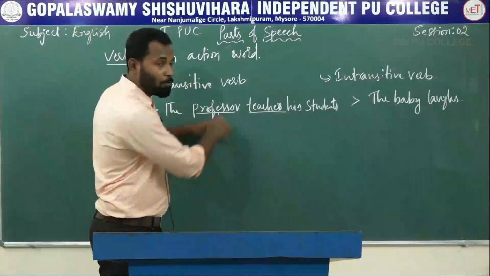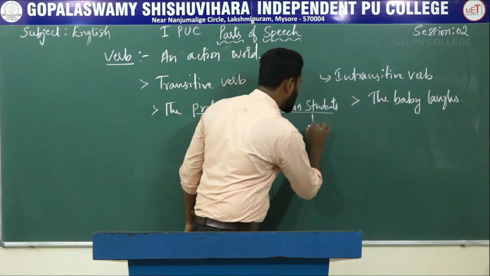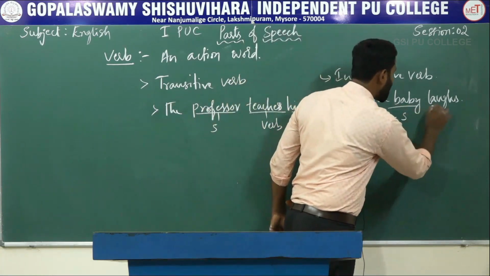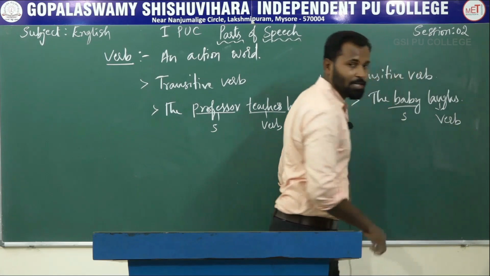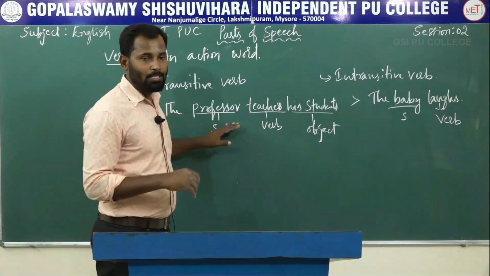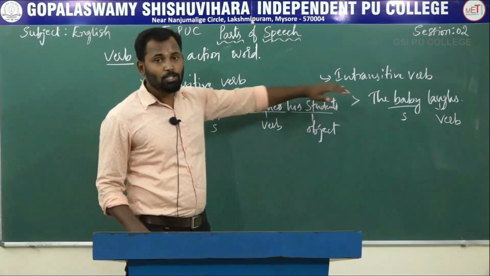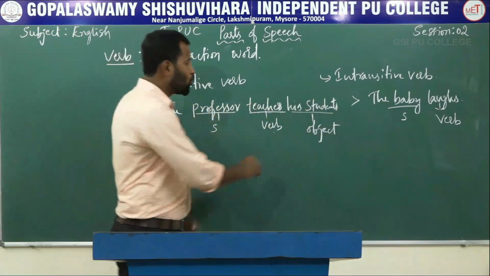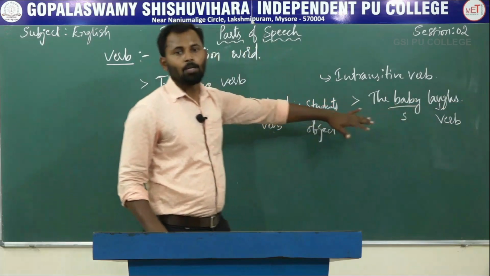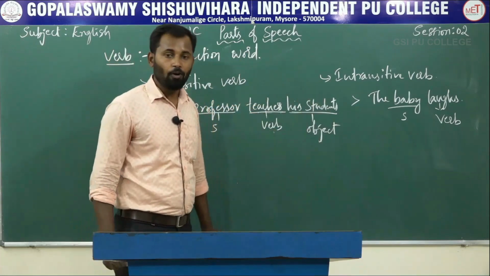In the first sentence, the professor is a subject, the word teaches is a verb, and his students is an object. Whereas in the second sentence, you have the subject and a verb. You don't have an object in the second sentence. You can now understand the difference between transitive and intransitive verb. In the first sentence, you have an object, whereas in the second sentence, you don't have any object.